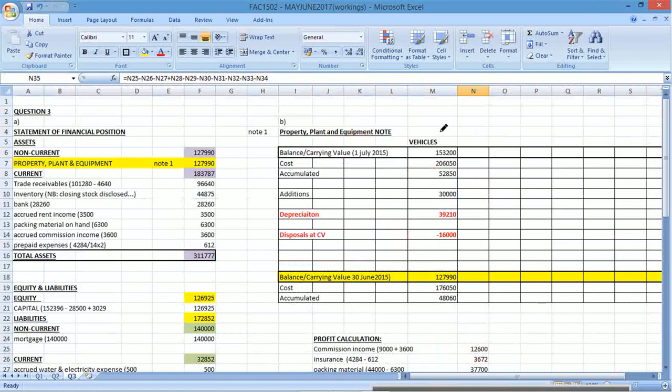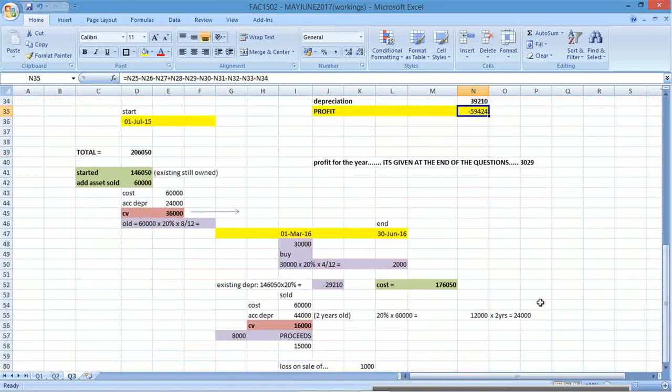Okay, you've got the question open there, just go to the top. Okay, there, stop there, go down. Okay, so capital was 152,396. Okay, that's there. Keep going, next, drawings. This is 28,500. Fine. Trade receivables is 101,280. Good. Vehicles 176,050. Okay, 176,050 is the cost at the end of the year, which is that figure. Fine, next. Accumulated depreciation of vehicles.